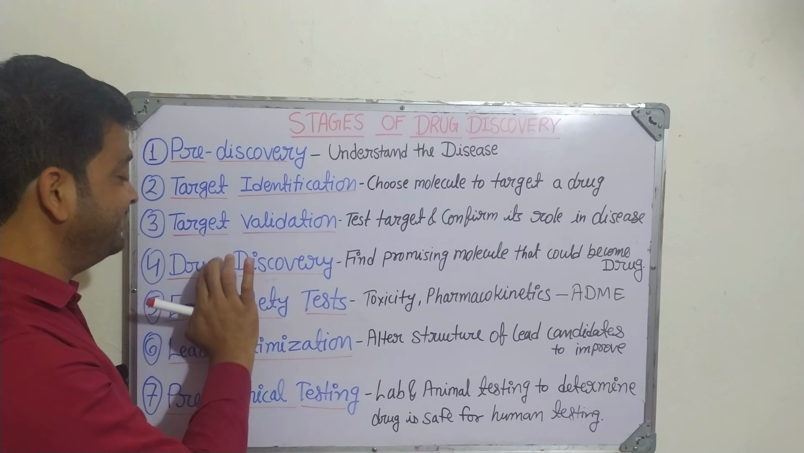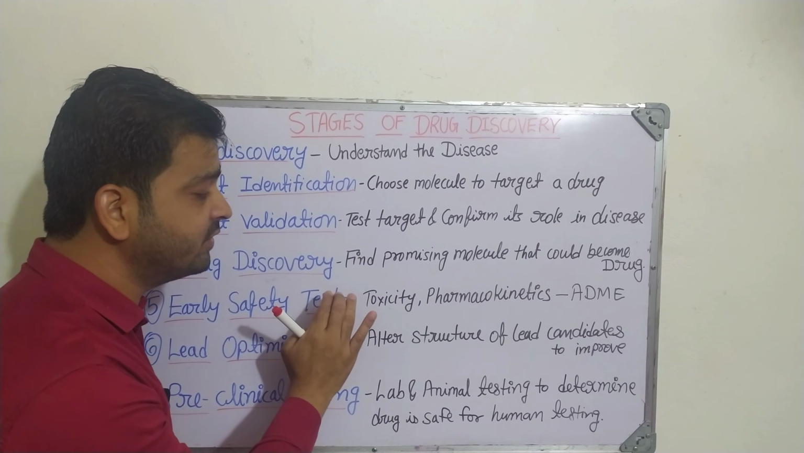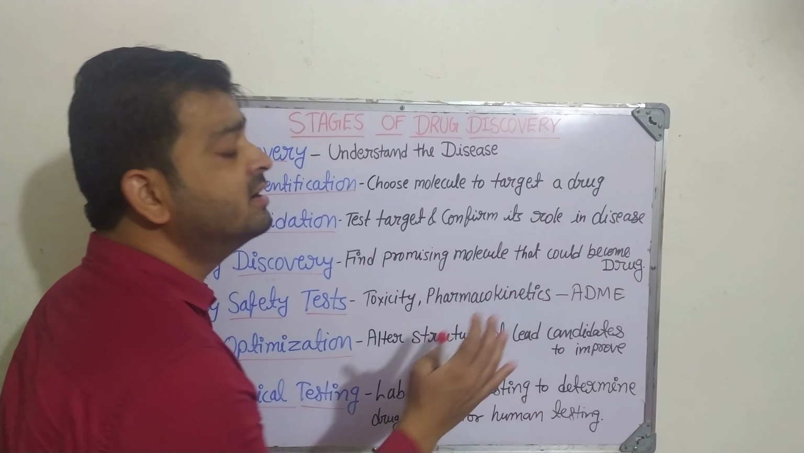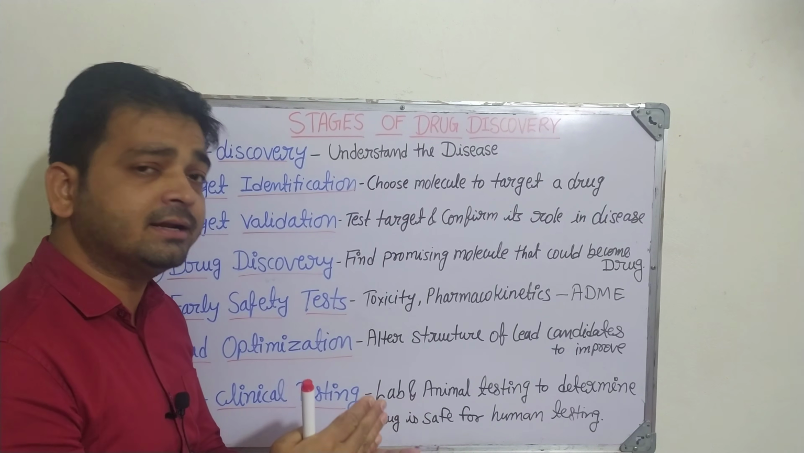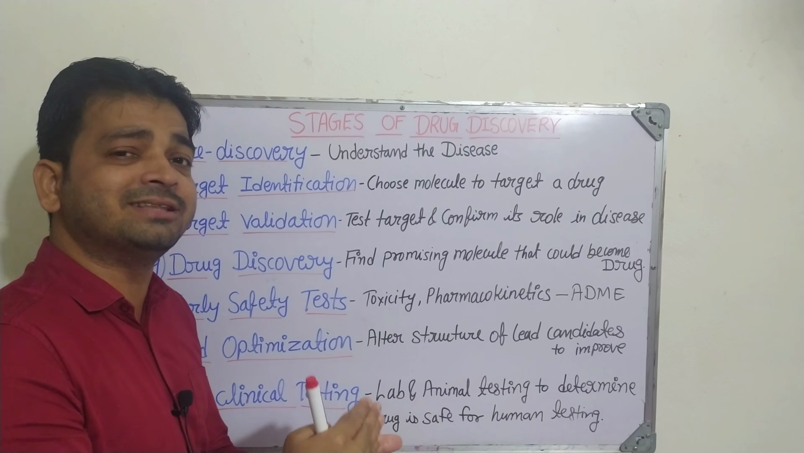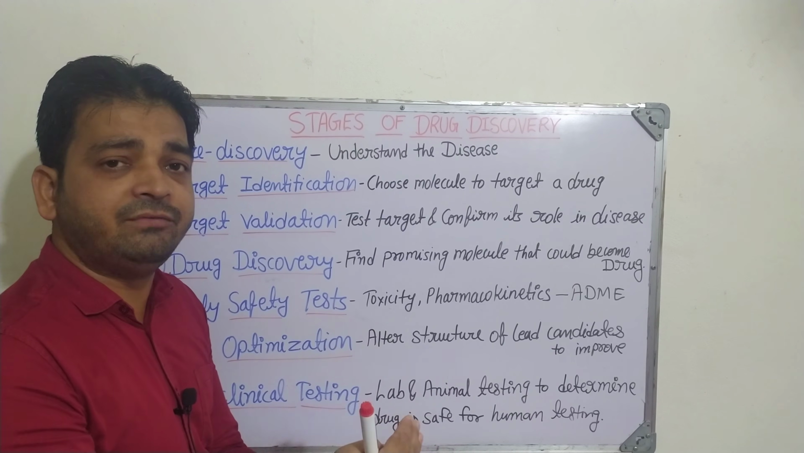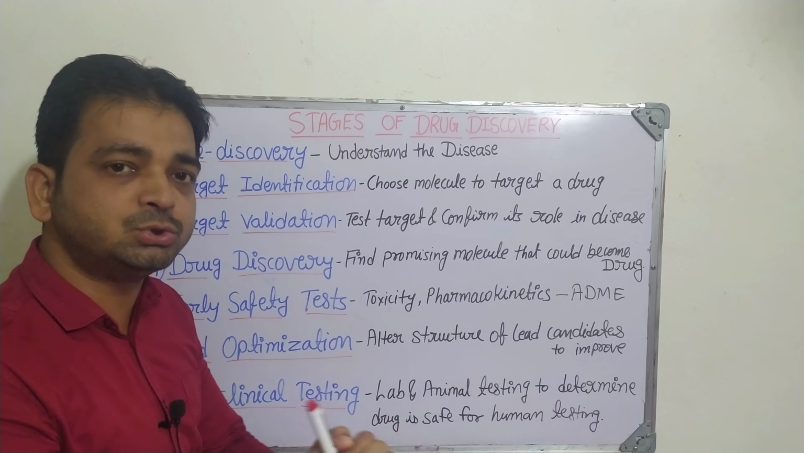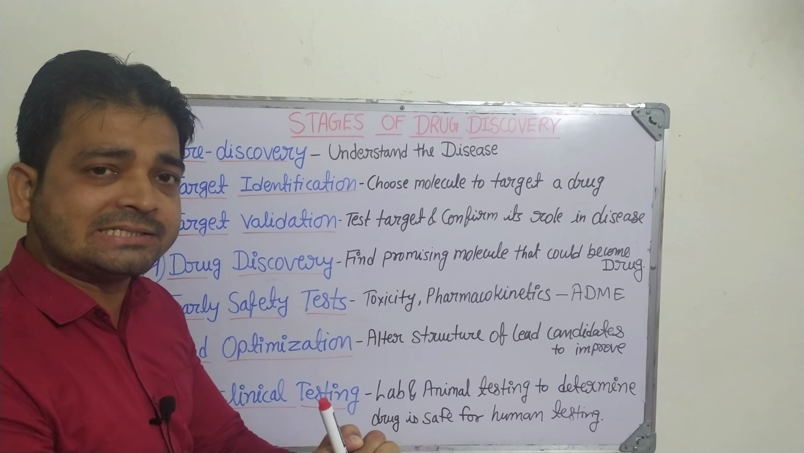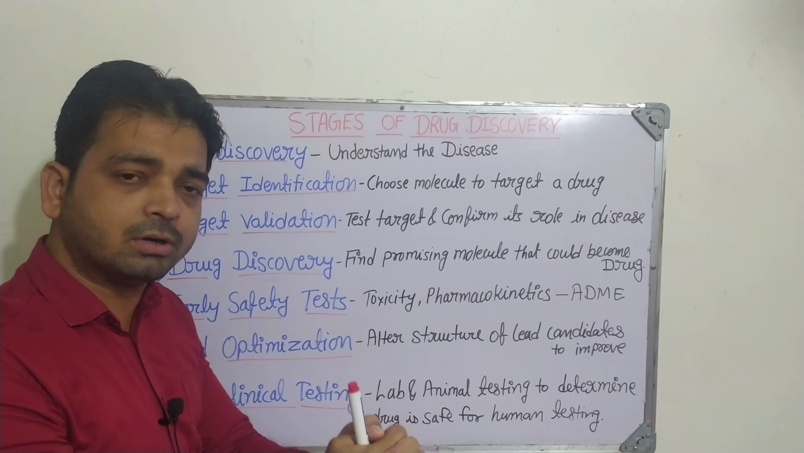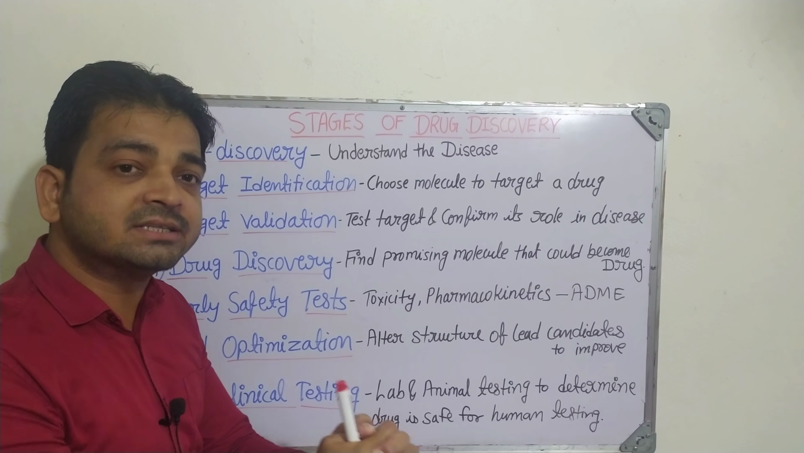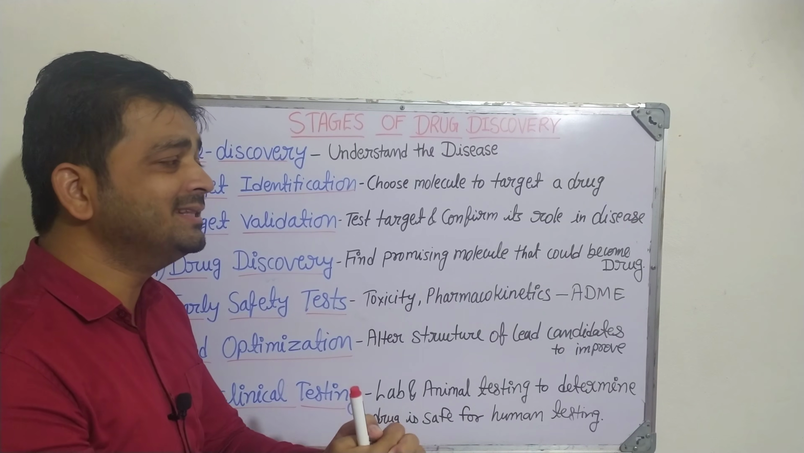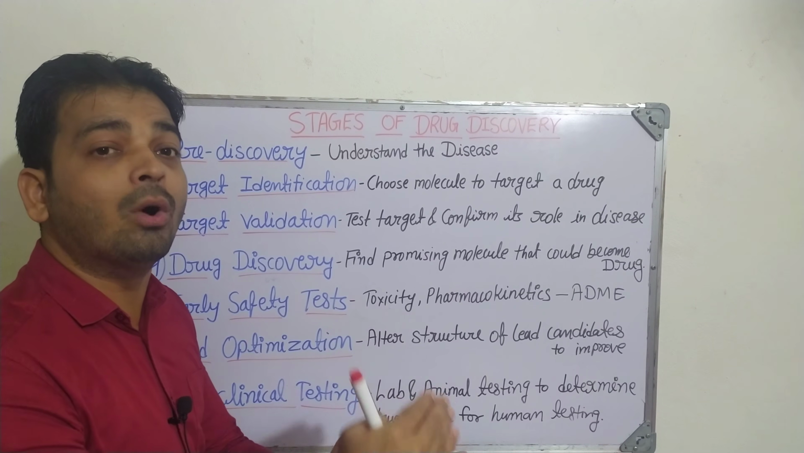Then fourth one, now this is the real one, drug discovery. Find the promising molecule that could become a drug. Until and unless the molecule is proved for its therapeutic activity, we cannot say it is a drug. It has to show, in a diabetic patient or any diabetic animal model, a reduction of blood sugar and urine sugar level, then only we can say this is a drug that we can take further.